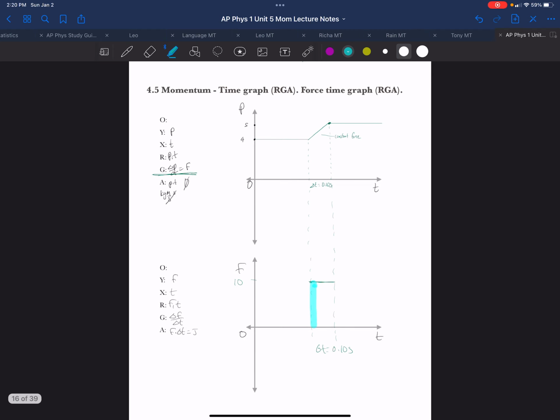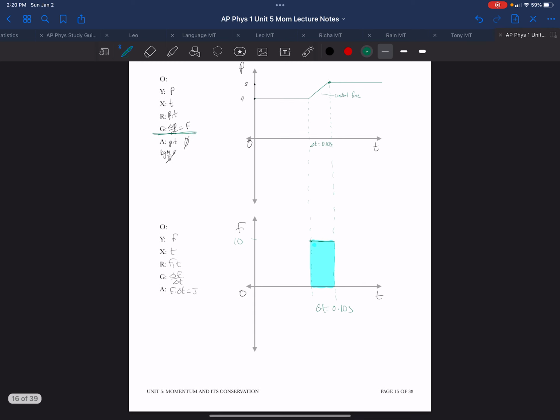Now, if we look at the area, this area is the area of a rectangle. It's length times width. And the length, we'll call it the long way, is the average force, and the width is the change in time. Wait a minute. Oh, so the area is the impulse. Indeed, and the average force, or constant force, was 10, and 0.10 seconds gives 1 newton second. And that was the impulse, 1 newton second.